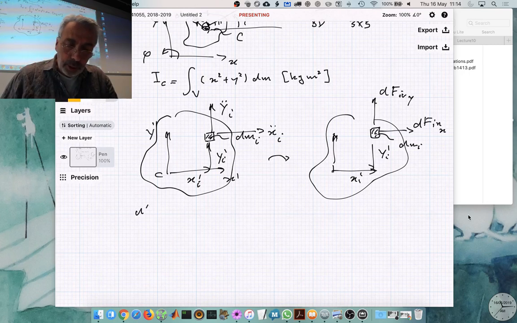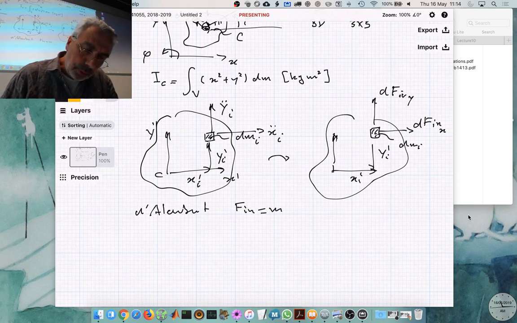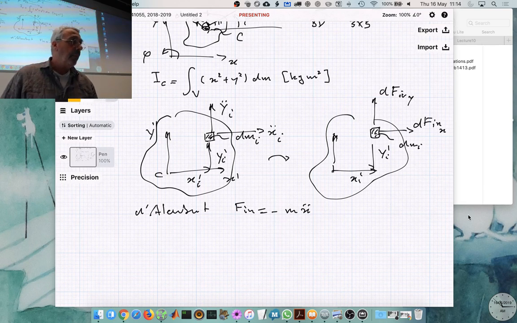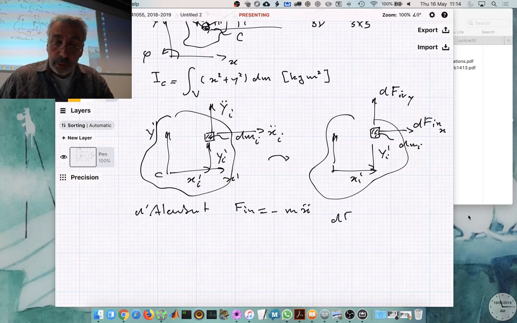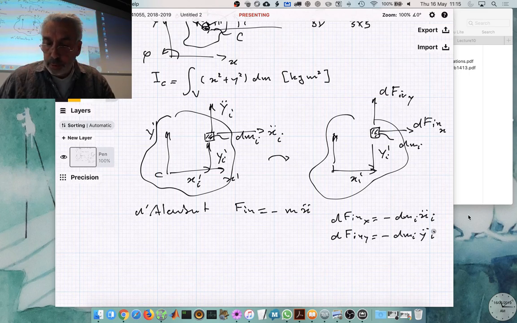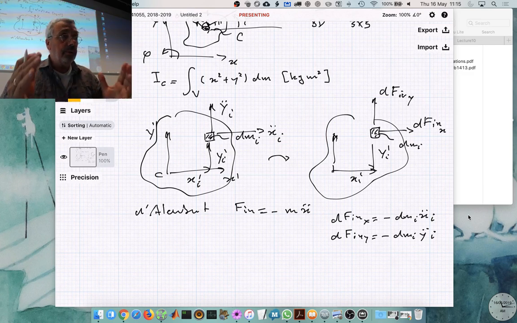And what does D'Alembert say? Well, that the inertia force, what was it? It was minus mass times acceleration. That was the trick. So in this case, I would say, oh, apparently the inertia forces are defined like this. The inertia force in the x direction is minus dmi x double dot i, and the inertia force in the y direction is minus dmi y double dot i. Okay, so now we have an idea of forces.